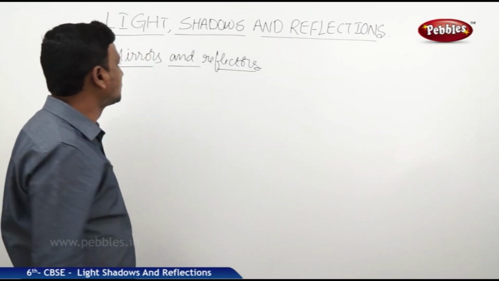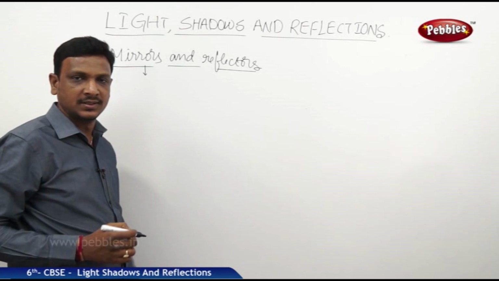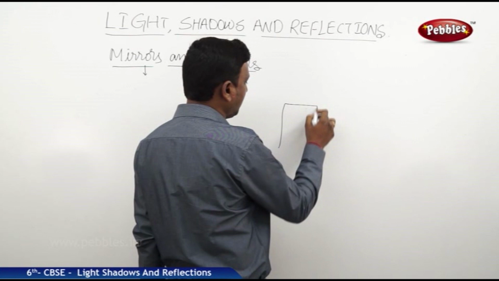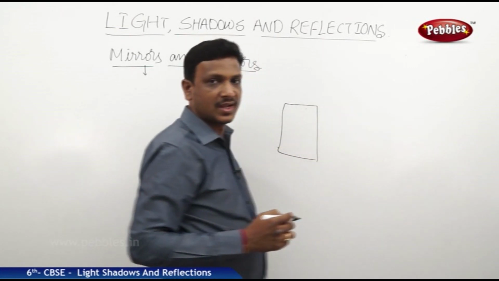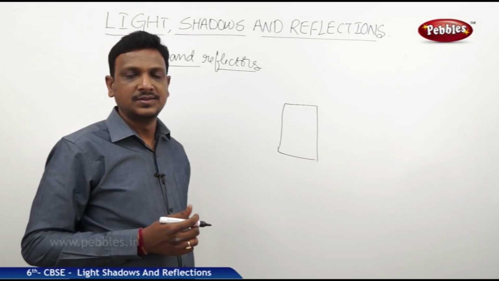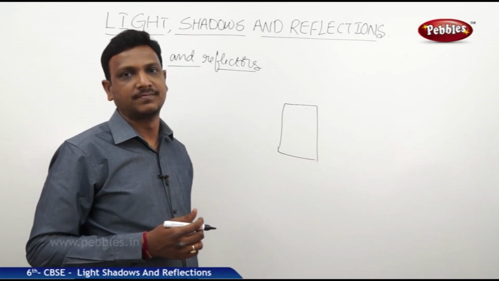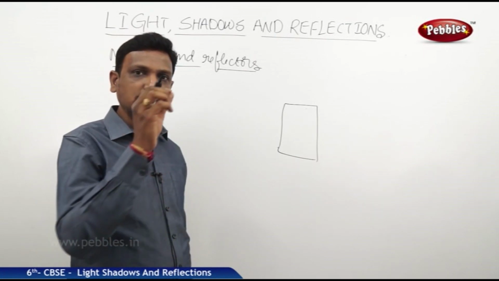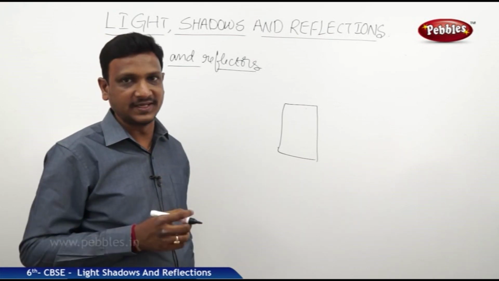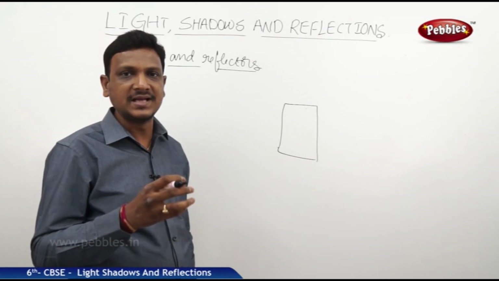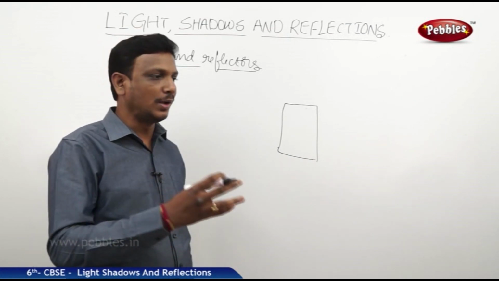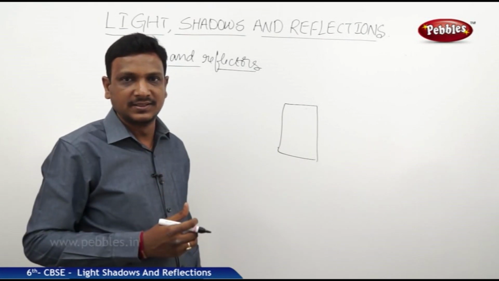Now let's see mirrors and reflectors. What is a mirror? So a mirror is a glass object. One side it is coated with some chemical. So by that it will give out the reflection. We know when light falls on any object, the light is reflected back. But all the light is not reflected. Some light is absorbed. Some light is refracted. That means all light is not exactly reflected.